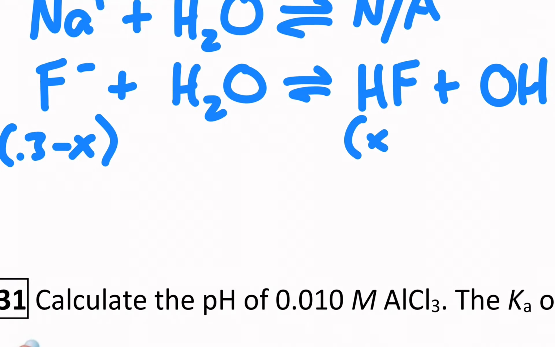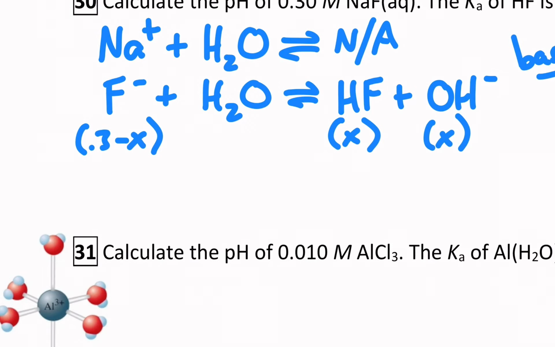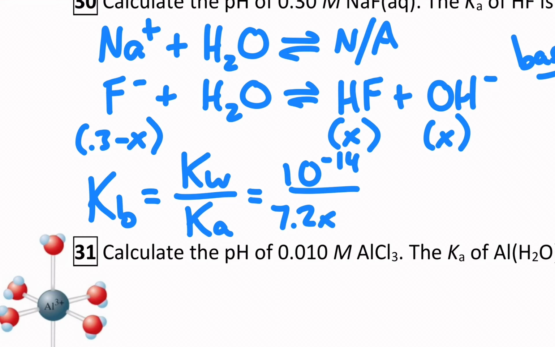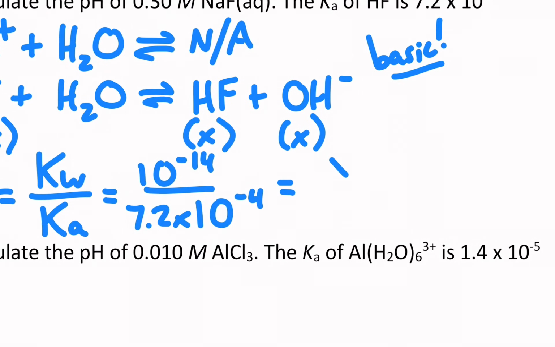I'm going to write X underneath the HF and X underneath the hydroxide ion. And then I can say Kb is equal to Kw divided by Ka, which is 10 to the negative 14, divided by the given Ka, 7.2 times 10 to the negative 4, and I'll set that equal to x squared all over 0.3 minus x.